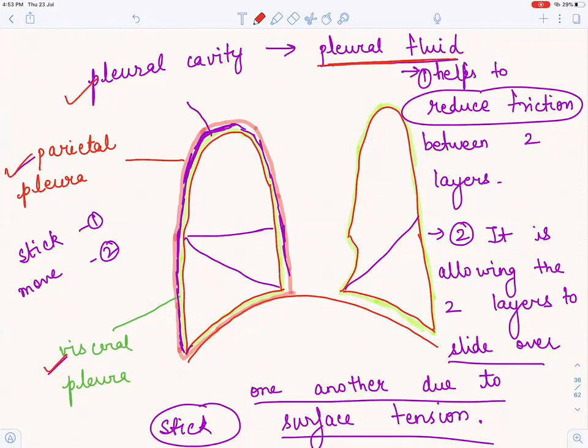And what is pleural fluid? It is a fluid that is filled in this pleural cavity. And what does it do? First, it helps to reduce friction, and secondly, it helps the visceral pleura and parietal pleura membranes to stick together. Right. So from the next class, the next class will be very interesting.